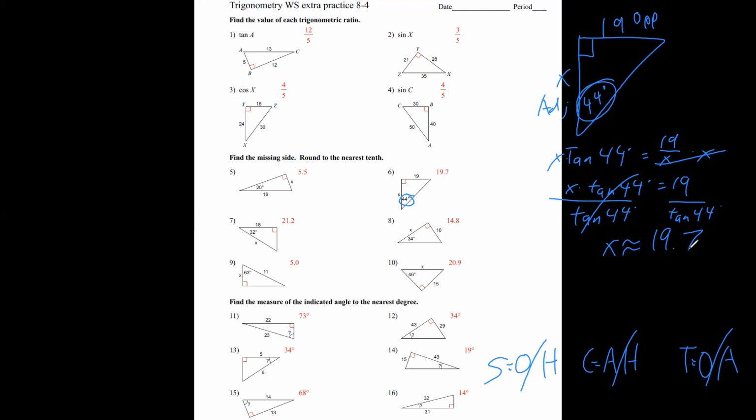Anybody having trouble getting 19.7 in their calculator? Again, each calculator is slightly different, so you want to make sure that you can get it.